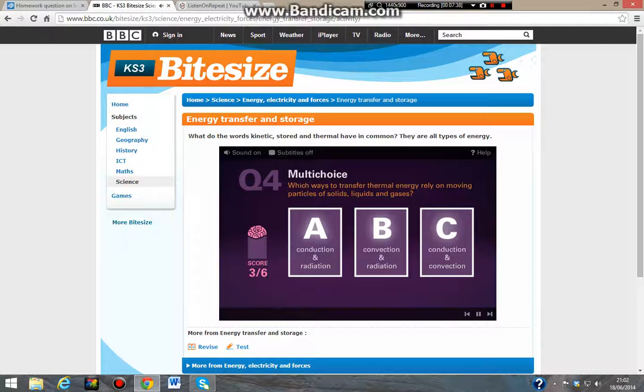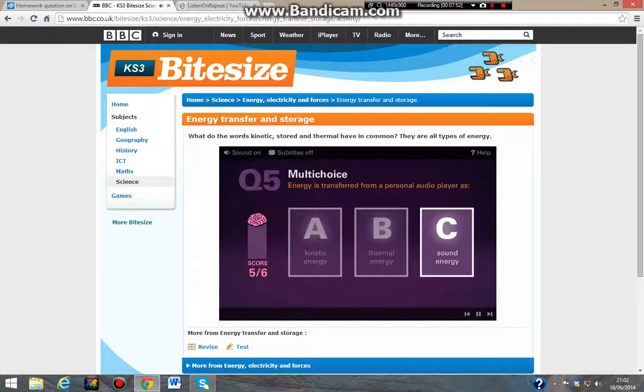Question 4. Which ways to transfer thermal energy rely on moving particles of solids, liquids, and gases? Question 5. Energy is transferred from a personal audio player as... Question 6. What is the unit of measurement for thermal energy?